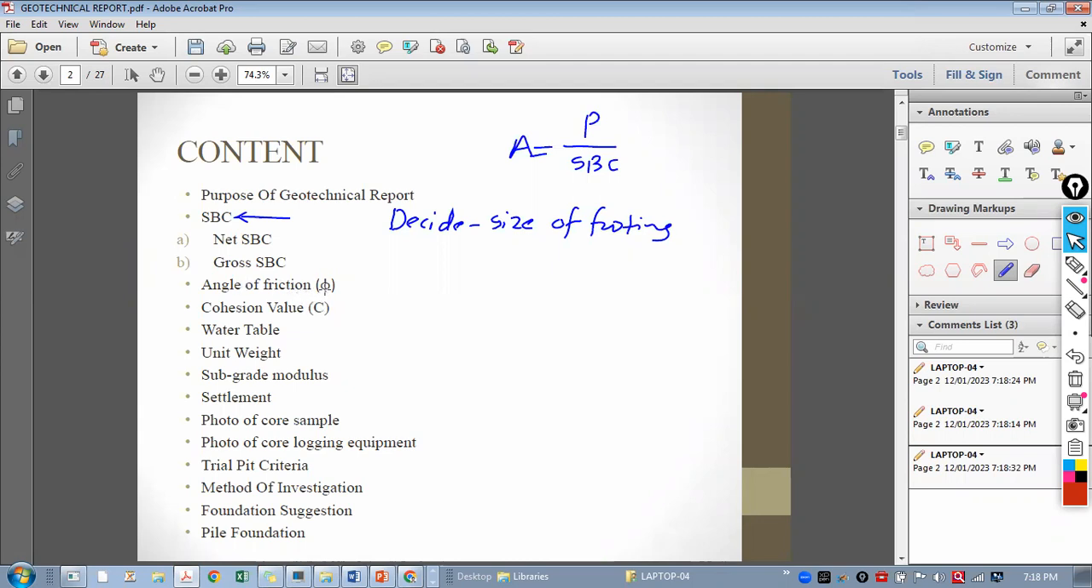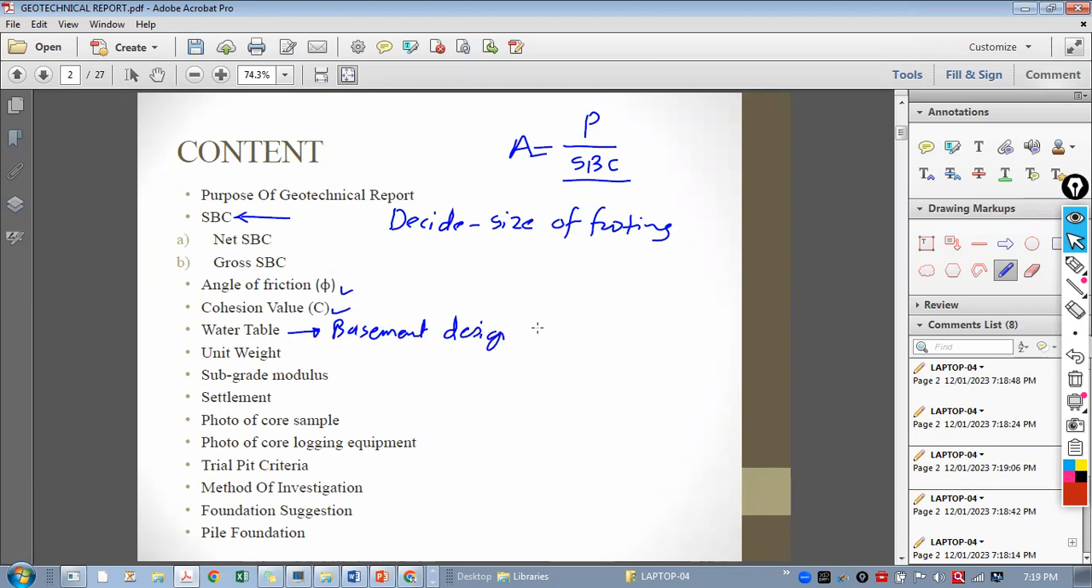Then we may get the angle of friction also, which is required for retaining wall designs. Then cohesion values. Generally, the cohesion value is used by the geotechnical experts only. They give you the direct value of the SBC. Generally, it is used for the soil bearing capacity calculation. Then water table data also we get, which is generally required in high-rise building basement design, or it may be for retaining wall design also. To calculate the water pressure, we require this water table data.